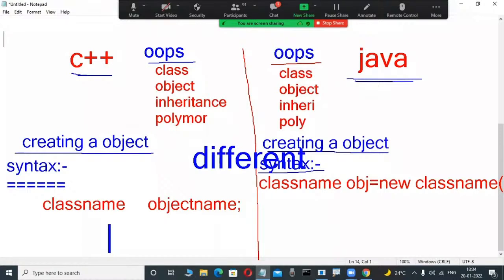And functions are also totally different. Suppose in C++ I want to display output: cout is a streaming output function. And in Java, what is the function?